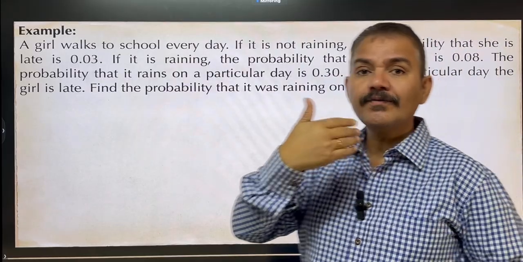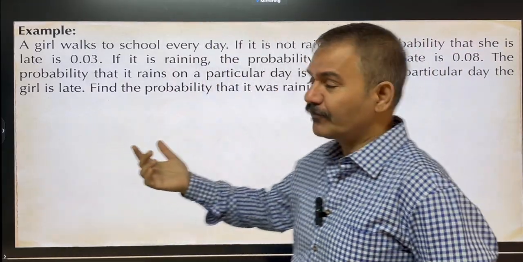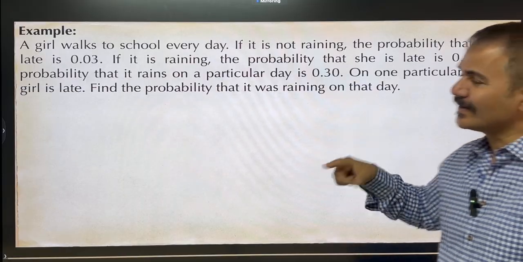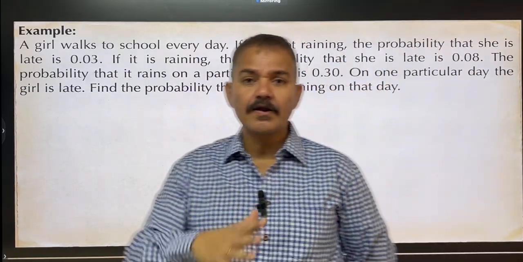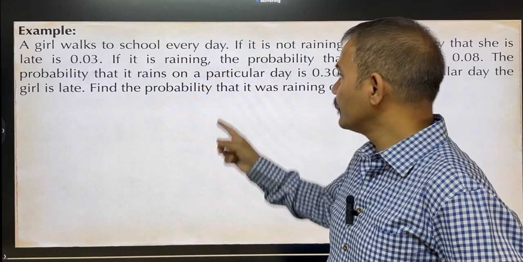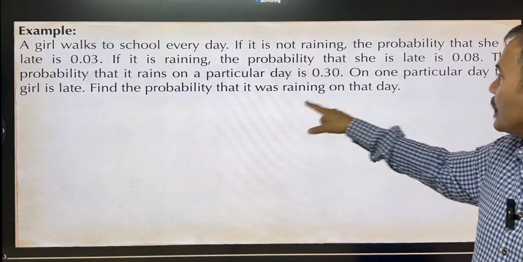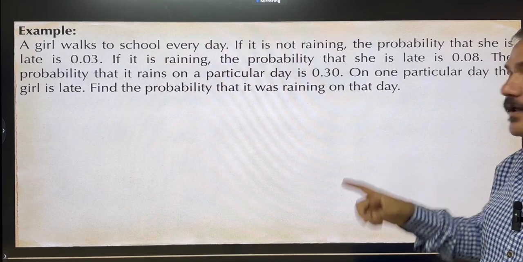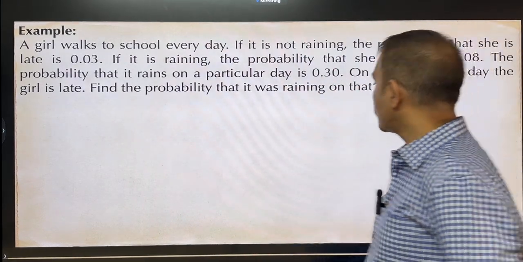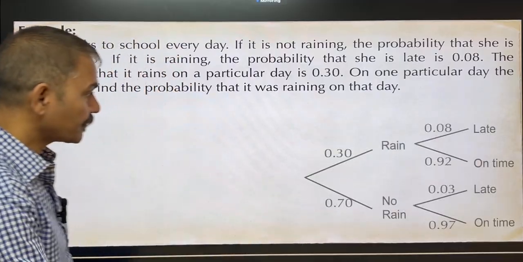Now, when you are given some information like this, on one particular day the girl is late, this event has already happened. It has already occurred. So now when you're finding the probability that it was raining on that day, it is an example of conditional probability. So let's start with a tree diagram.